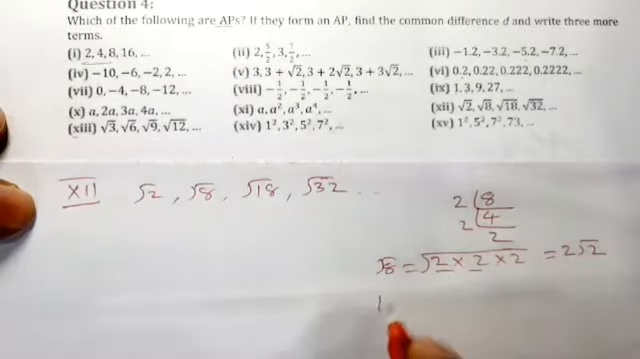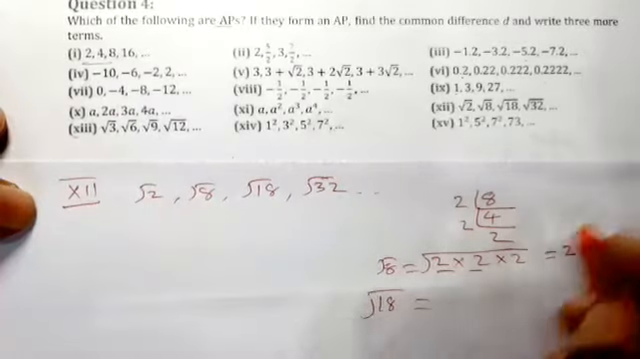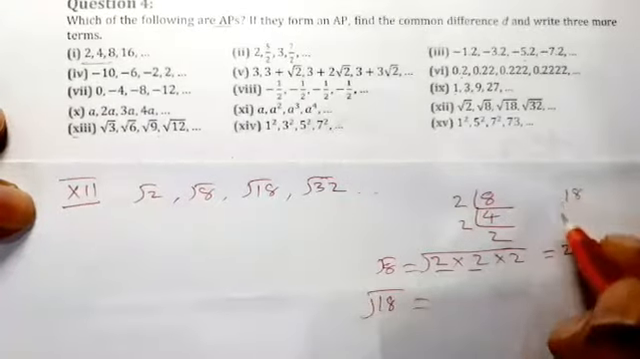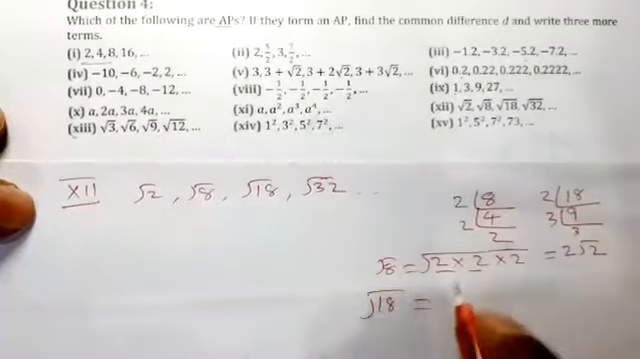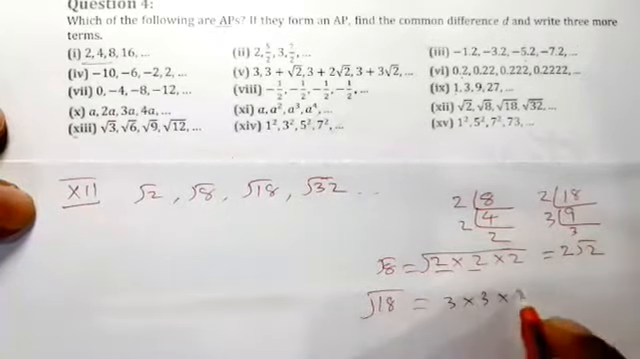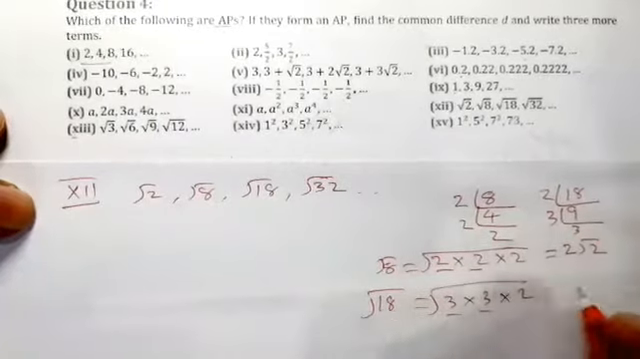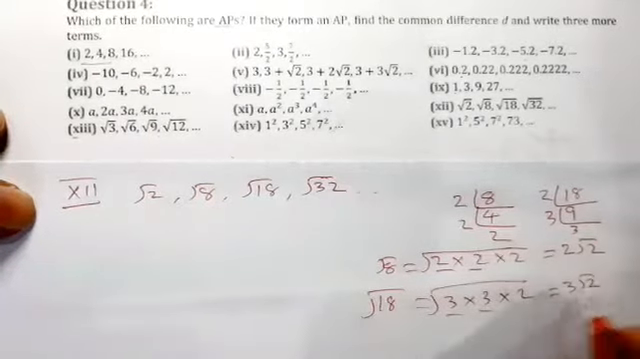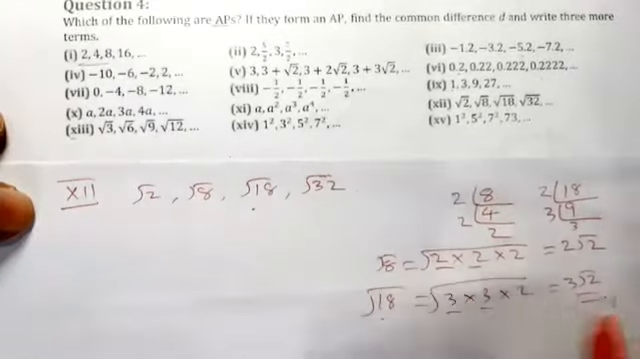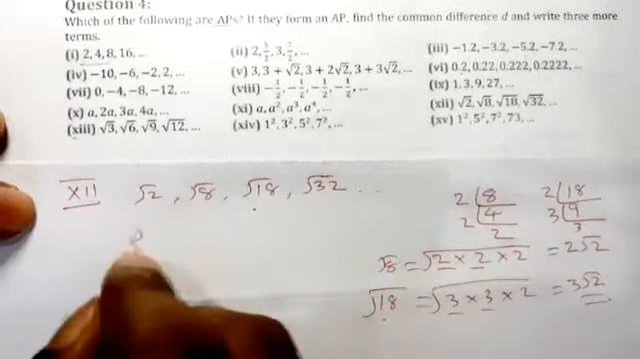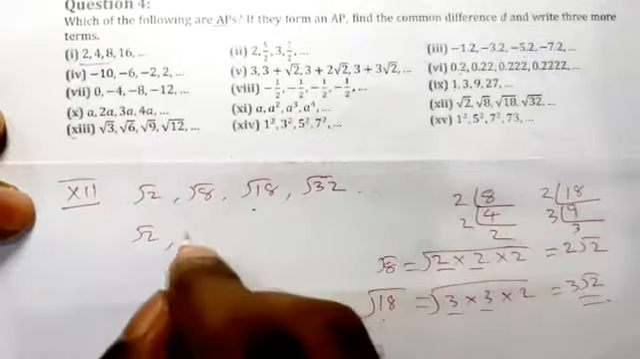Similarly, 18 can be factorized as 2 into 9, that is 3 into 3 into 2. Here two like terms are there, one will be taken outside. We get 3 root 2. So instead of root 18, we have 3 root 2. So instead of this sequence, we can write root 2, 2 root 2.